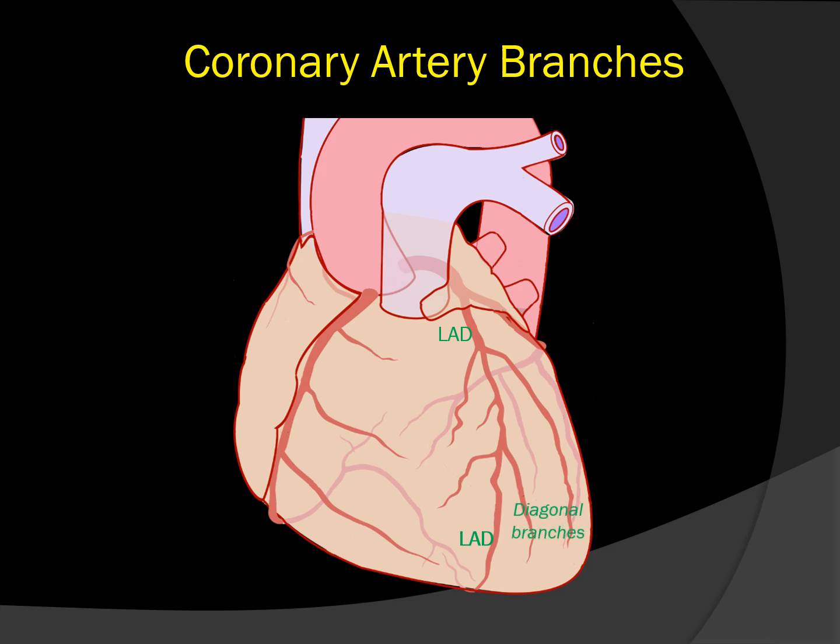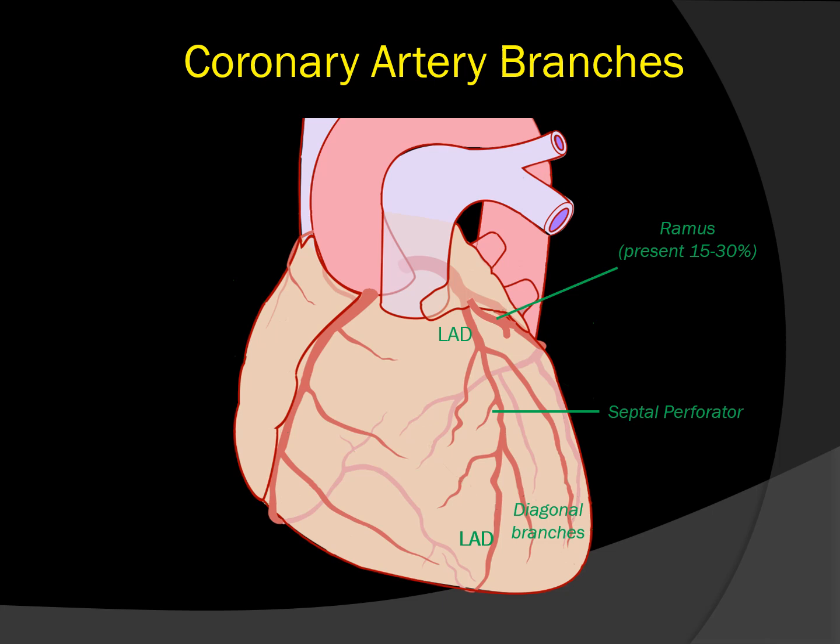This artery gives off large diagonal branches typically numbered sequentially D1, D2, which are diagonal 1 and diagonal 2. Several septal perforator branches serve as a blood supply to the anterior ventricular septum.